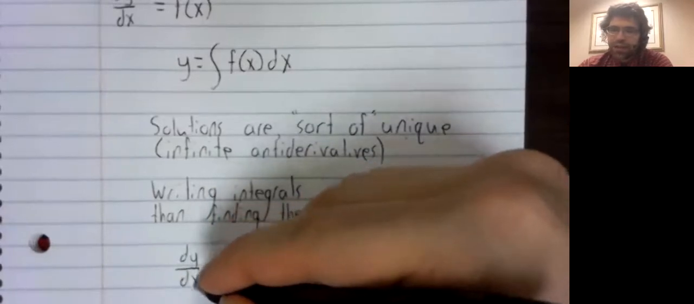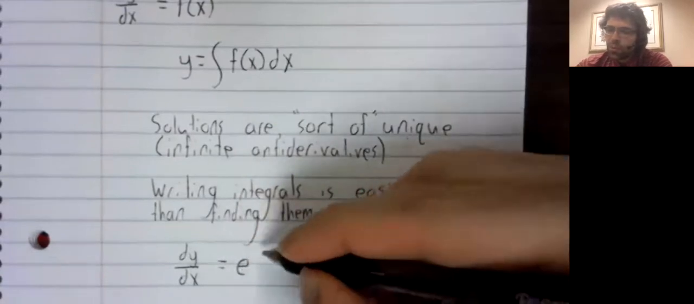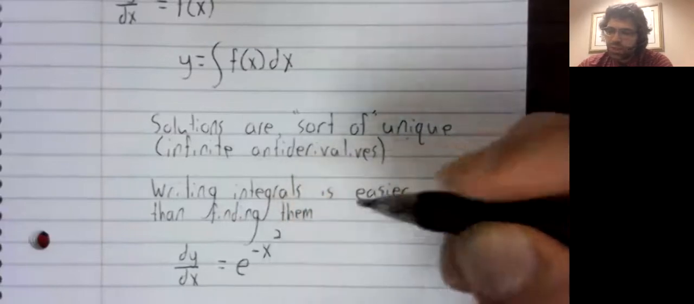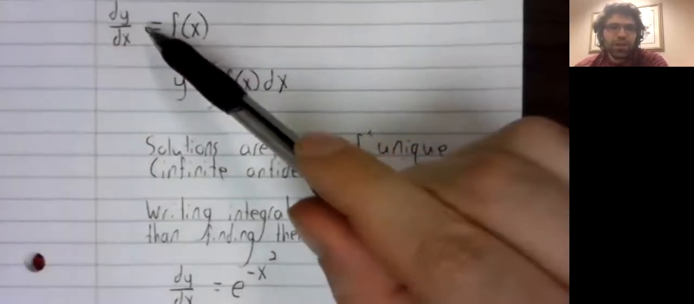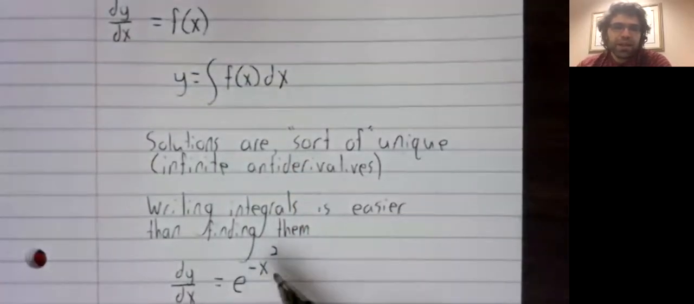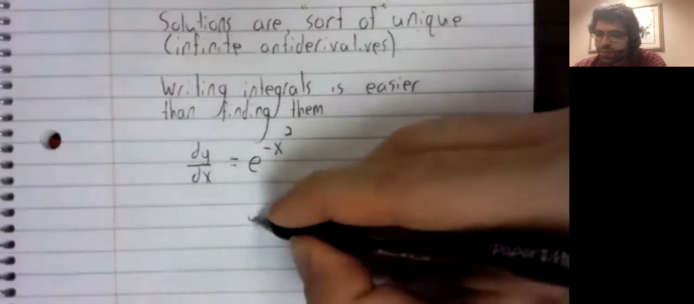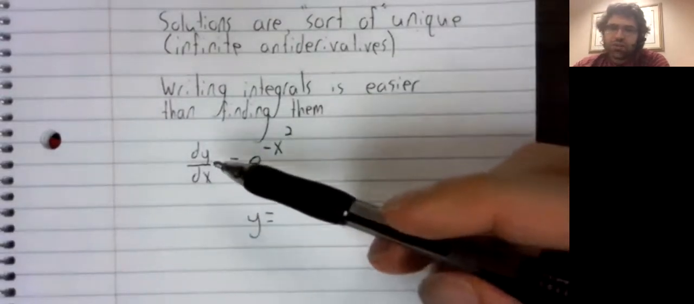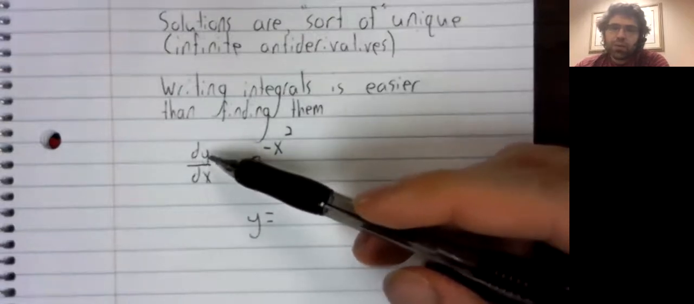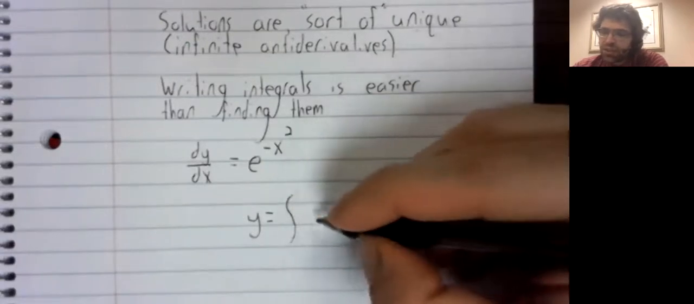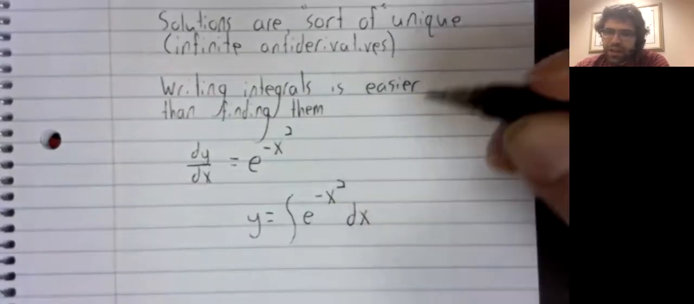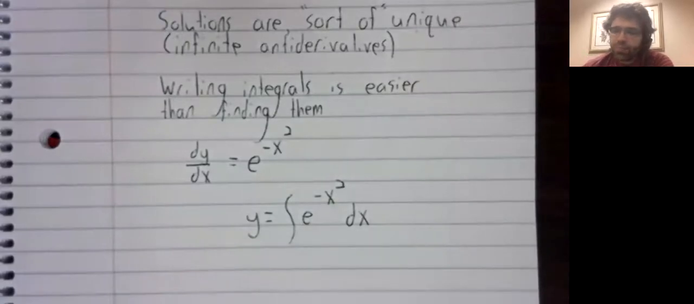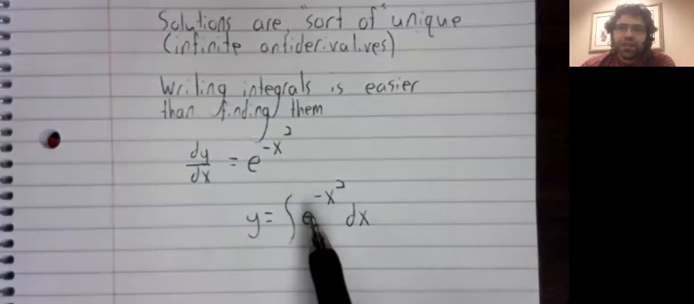dy/dx equals e to the negative x squared. Here's a differential equation of this form. E to the negative x squared is a continuous function. It has an antiderivative. And we can write down the solutions to this differential equation. It's the class of indefinite integrals of e to the negative x squared dx. What are these antiderivatives?